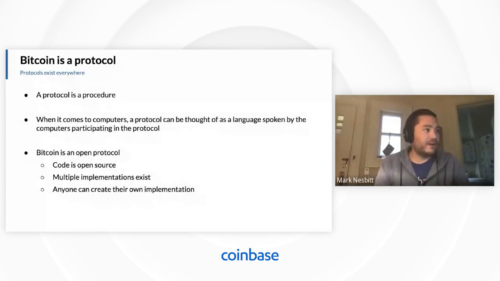In the case of Bitcoin, it's an open protocol. So the code is open source. So in the same way that the laws of California are accessible and readable by anyone who wants to read them, the code for Bitcoin is open source, and you can go read that code. There are also multiple implementations. There is one main implementation, but there are multiple ones, and anyone could write their own because the rules are laid out and clear, and it explains how to interact. So Bitcoin is a protocol.